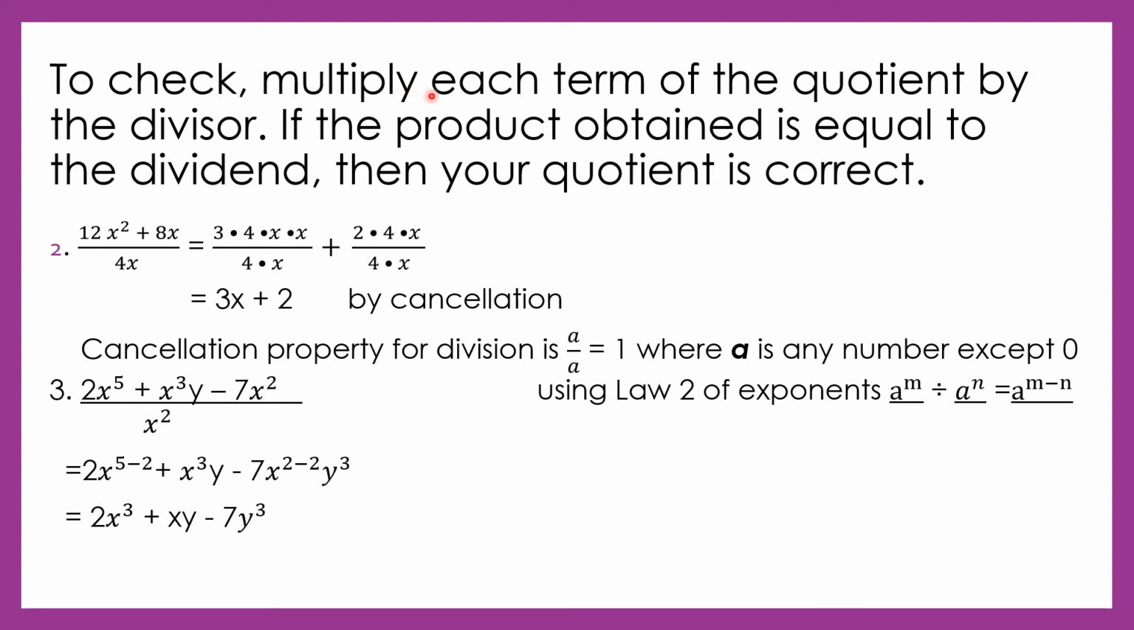To check, multiply each term of the quotient by the divisor. If the product obtained is equal to the dividend, then your quotient is correct.